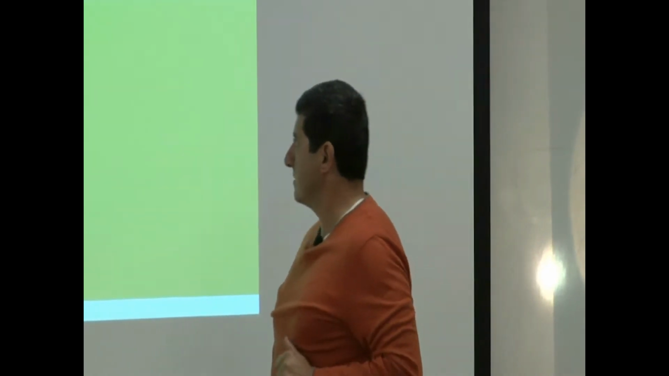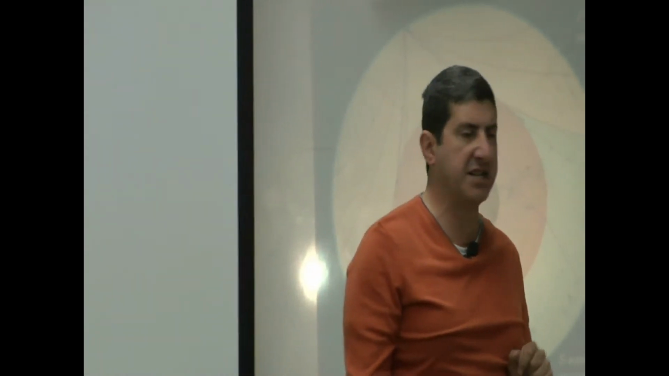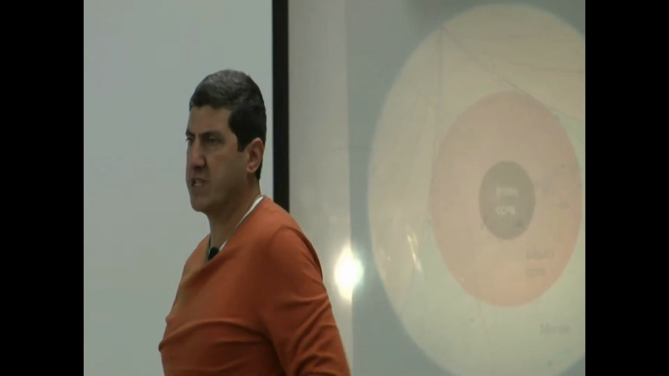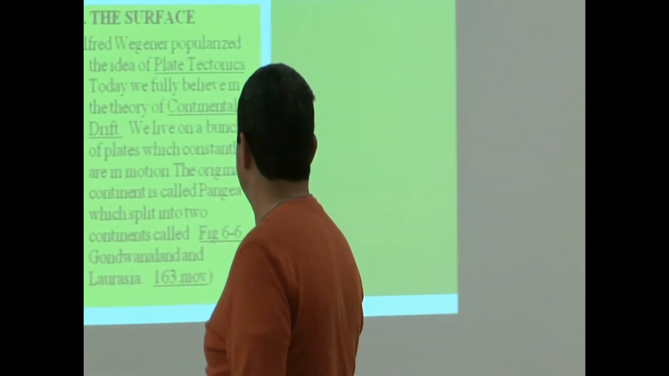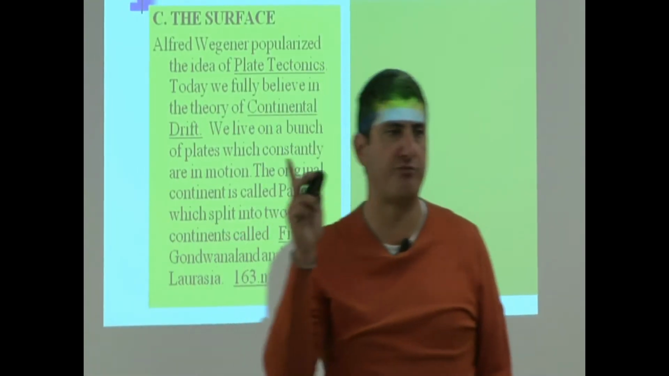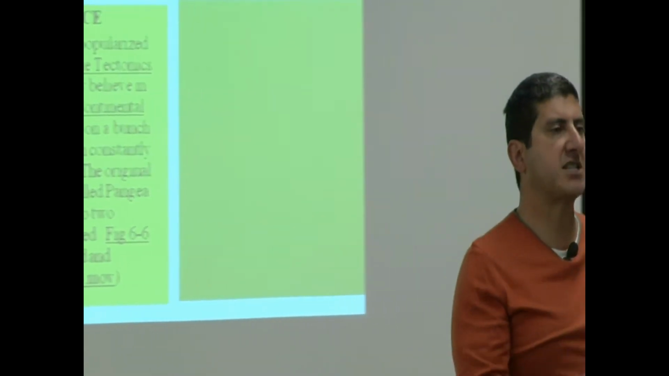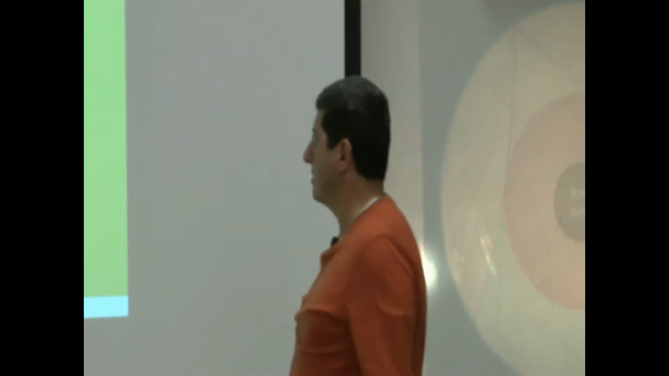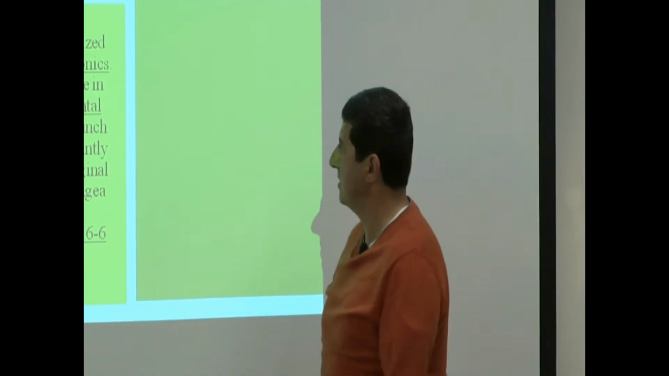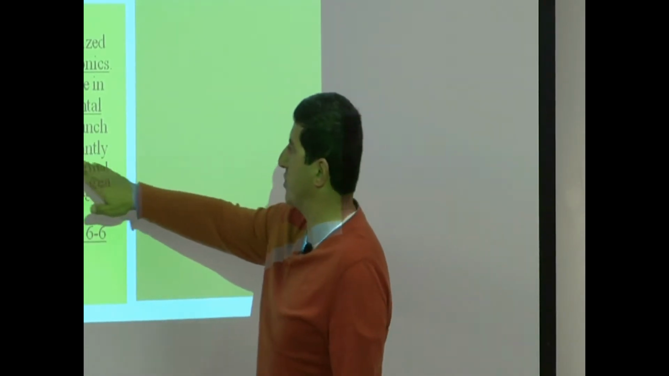Alfred Wegener was a German scientist who popularized this concept. When he first mentioned it, it was not accepted that well. He said that we live on a bunch of plates, and the plates are jostling and moving past each other, and he called this theory continental drift. He said the continents keep drifting past each other. So we live on a bunch of plates which constantly are in motion.